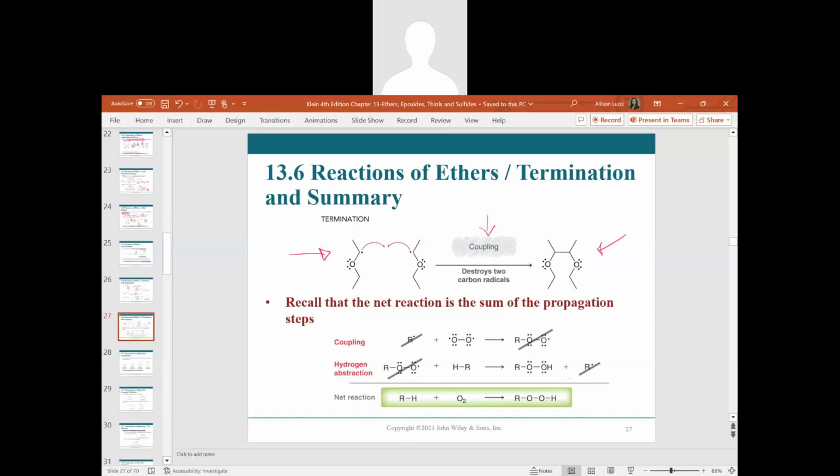And if you recall from our chapter on radical reactions, chapter 10, we saw that the net reaction would be the sum of the propagation steps. And this here, after canceling out some intermediates and some other products that are seen as both products and reactants, this is our net reaction down here. We already have our RH, I'm sorry, our RH being auto-oxidized, so this could be our ether, and then we form this hydroperoxide here.